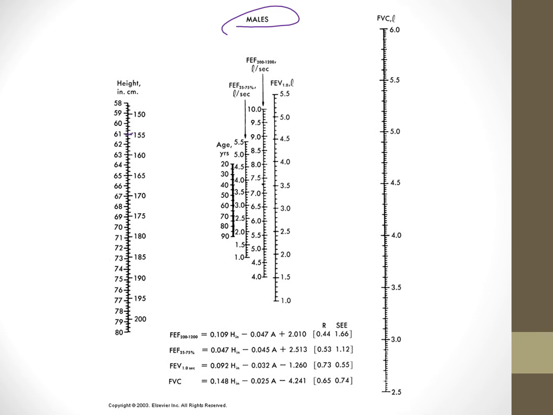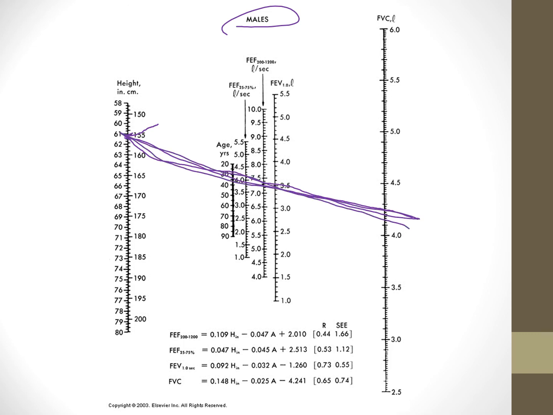So I'm going to use a straight edge, and then I'm going to say that my age in years is 20 to 90. And then FEV, and then it tells me my predicted. So let's say I'm 153 centimeters or 5'1", and I'm 20, which I'm not. And then we're just going to draw, hopefully, a straight line through. You're going to have to pretend that's a straight line.